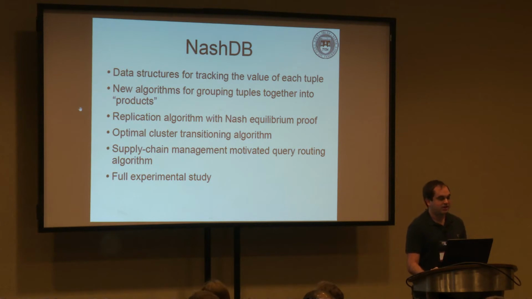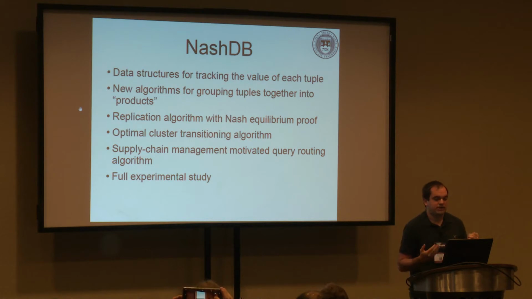Unfortunately, this talk is really short, so now I'm just going to advertise the things that are in the paper without really explaining them. One of the first things that we provide is a data structure for tracking the value of each tuple, for managing the demand or the potential cost of each tuple. And we do it in a compact way with very nice log n access time guarantees. We also provide new algorithms that use machine learning to group tuples together into products so that you can deal with them at a smaller level of granularity.